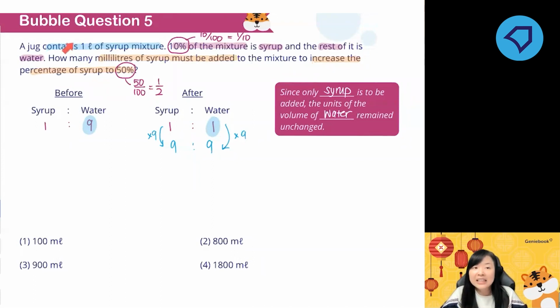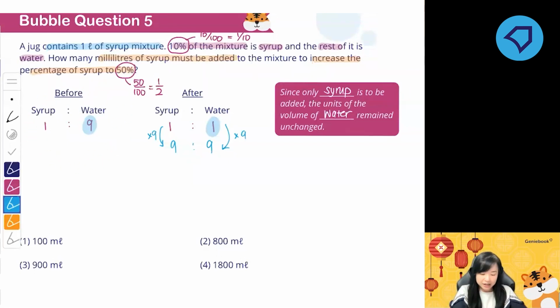So 1 liter belongs to the total at first. Everybody listen to me. 1 liter belongs to the total at first. Can you tell me at first how many units are there for the total? So I'm going to write down for some of you.